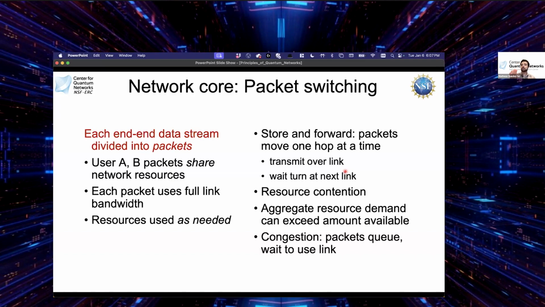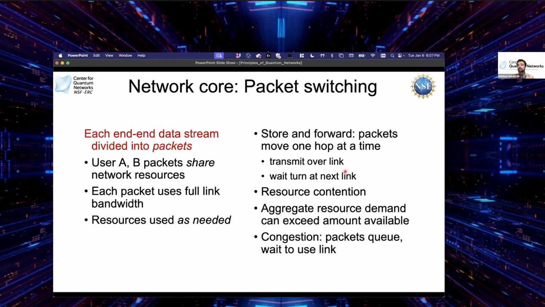And the idea is that we're going to make packets move one hop at a time. We'll transmit a packet over a link, it will reach a router, and it will be stored in that router until it's time for it to be forwarded to the next router that takes that packet towards its destination.